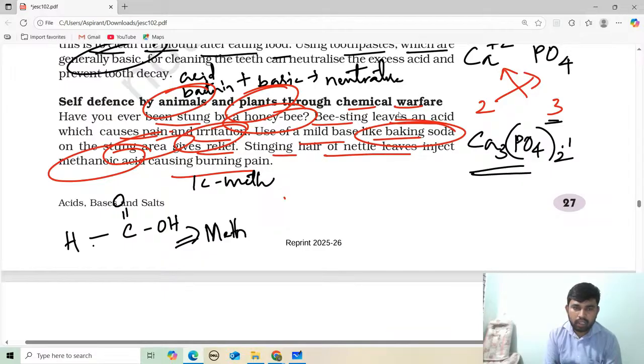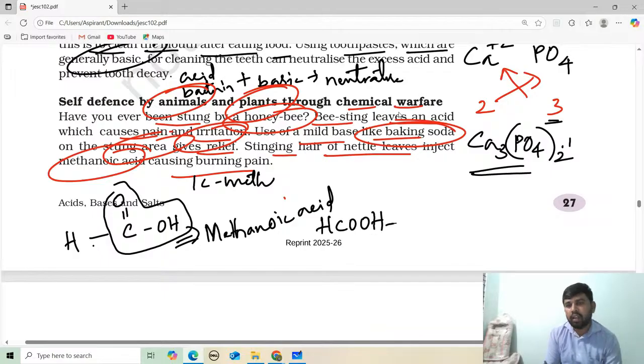Sorry, generally it is called an -oic acid. You see, this is called the carboxylic group here, COOH. This is called methanoic acid. This is the formula of methanoic acid. What is the formula? HCOOH.